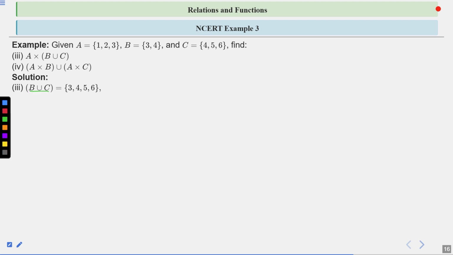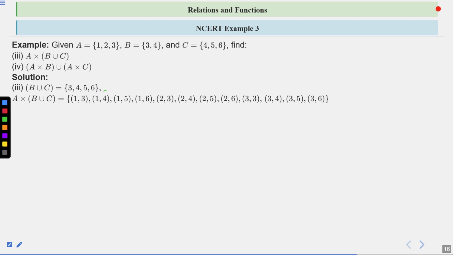So how do you get this B union C? Simply collect all the elements from set B as well as from C and write the repeated elements only one time. So 3, 4 from B, and from C, 4 has already been collected, so collect just 5, 6. So in B union C, you will have 4 elements: 3, 4, 5, 6.